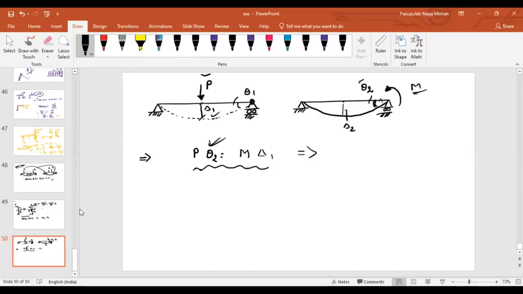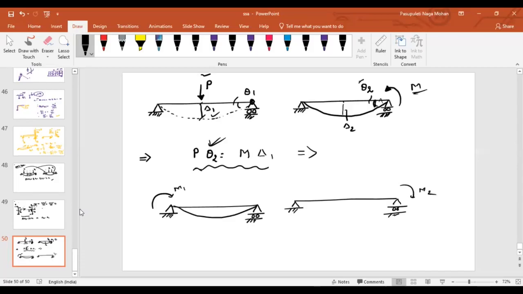So whenever you forget some standard cases, let me tell you one more thing. Let us say this is M1, and here I apply M2, with theta 1 and theta 2. Again the same relation: M1 into theta 2 can be correlated with M2 into theta 1. So whenever you forget some standard cases, by using this theorem you can reproduce them and find them.